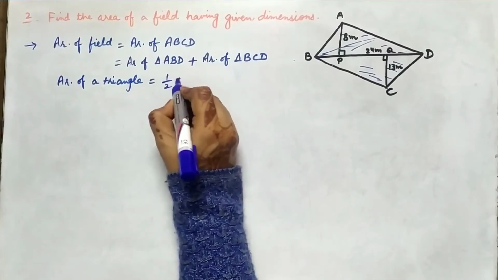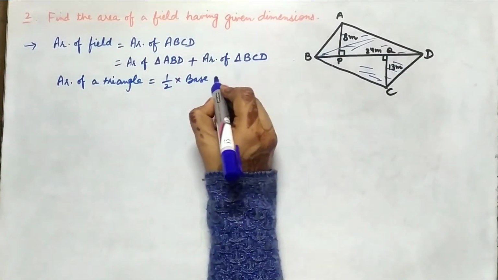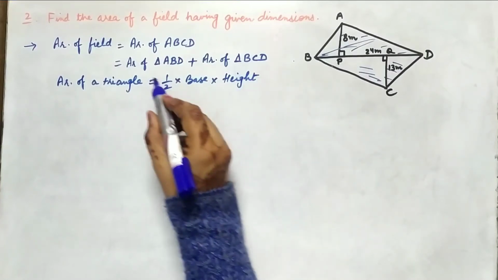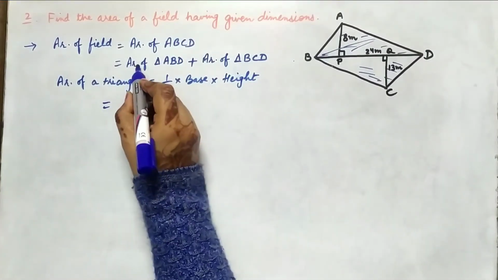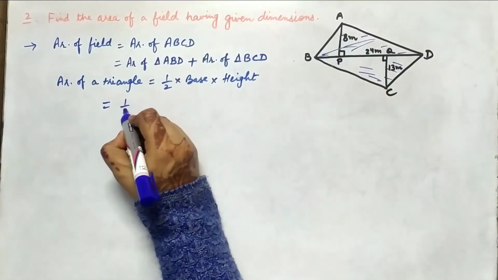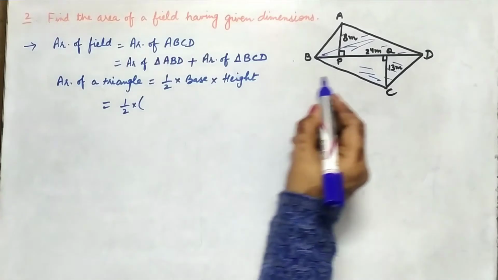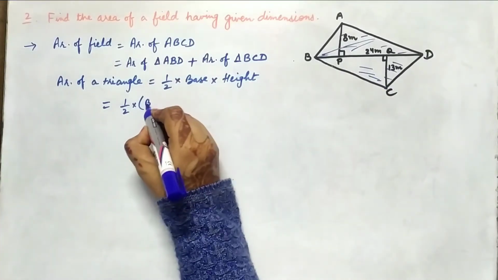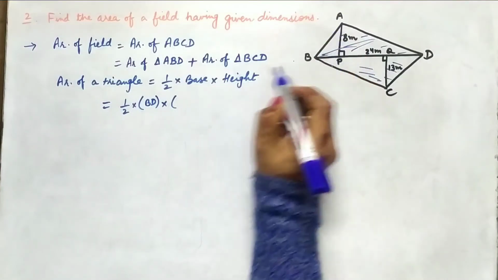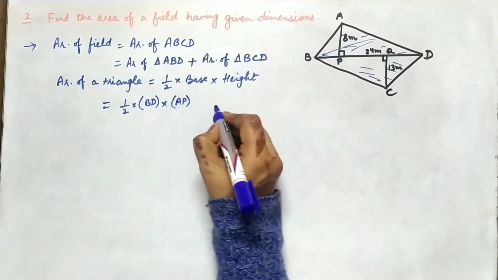Formula is 1 by 2 into base into height. So here what we will write? Area of triangle ABD. It is 1 by 2 into base is BD into height is AP. Height is the perpendicular distance.